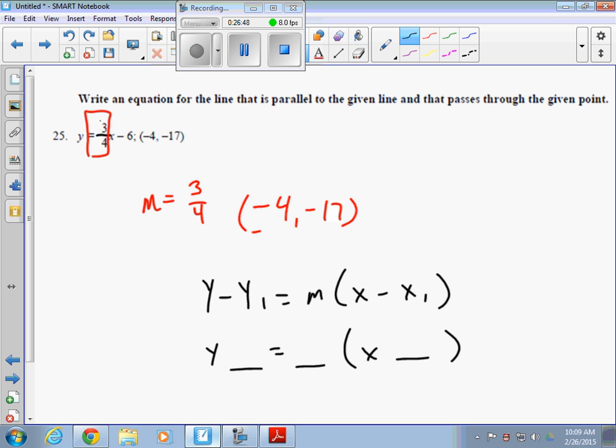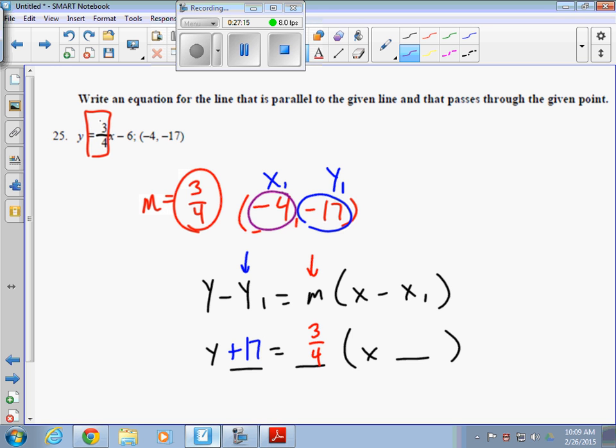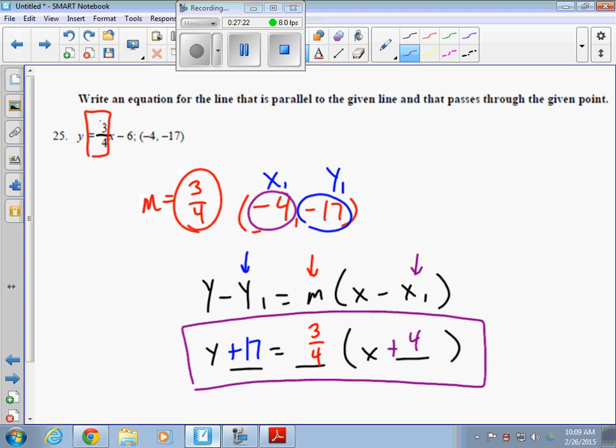We're going to plug those values in. In place of m, we're going to plug in 3/4. In place of the x sub 1 and y sub 1, we're going to plug in the opposite of whatever they say. Remember, that's the key since it says minus, the opposite. Y minus y sub 1, your y sub 1 value is negative 17, so in place here, we're plugging in positive 17. X minus x sub 1, your x sub 1 value is negative 4, so in place there, we're plugging in positive 4. And here's your equation. Y plus 17 equals 3/4 times x plus 4.